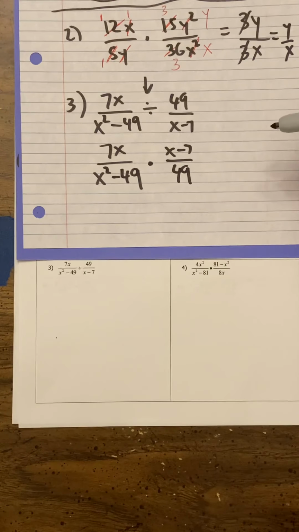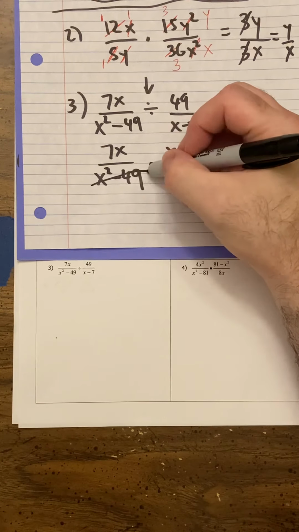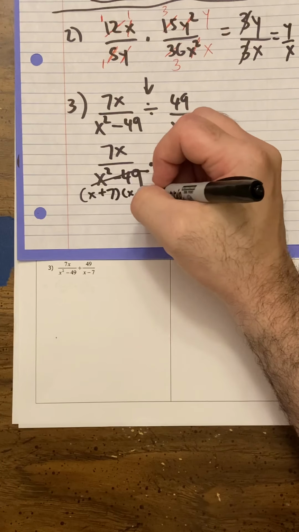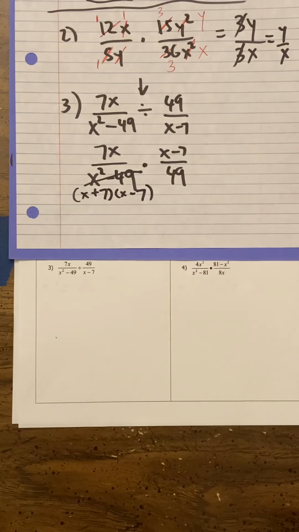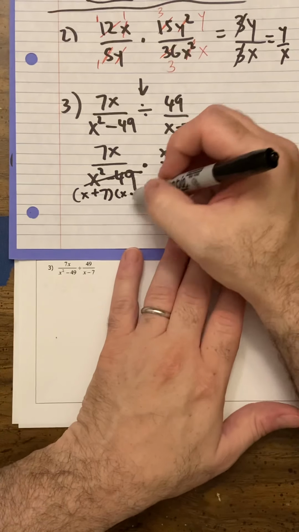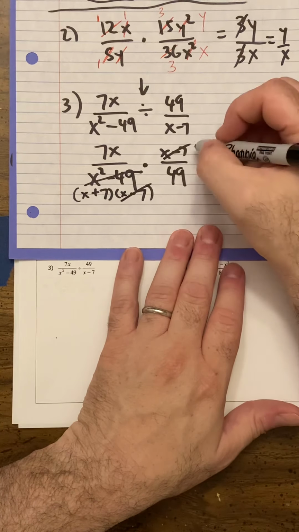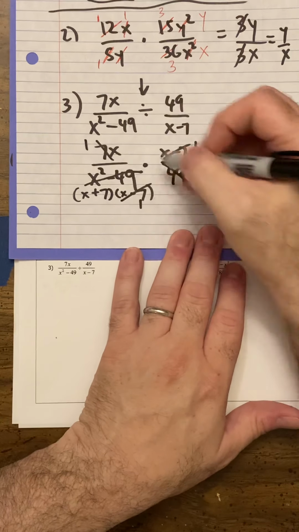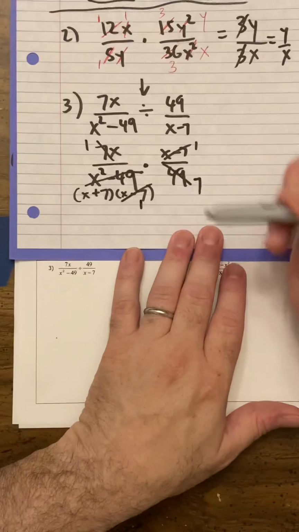Now you're going to factor what you can. This is the only thing that can be factored. It's a difference of 2 perfect squares, so that's x plus 7 and x minus 7. And now we can simplify more. This x minus 7 and this x minus 7 divide to a 1. This 7 and 49 simplify to 1/7.